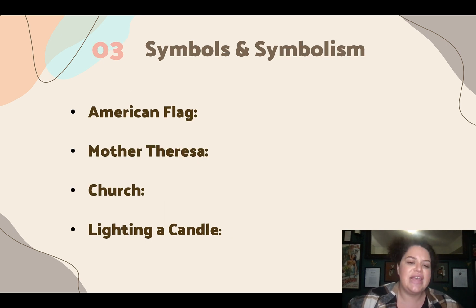So take a look at these four examples. What we have here on the left are symbols, concrete items. An American flag is a thing. Mother Teresa is a person. A church is a place. Lighting a candle is an action. So all concrete things. What do these things symbolize?